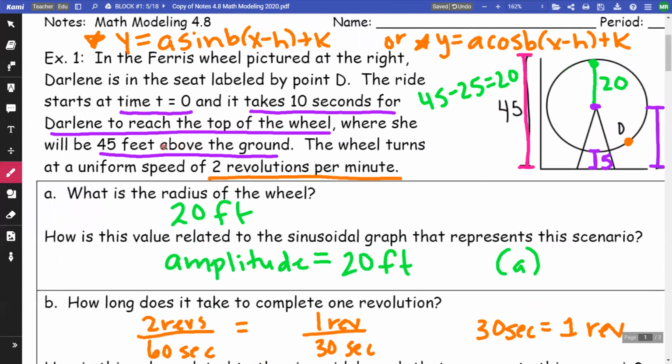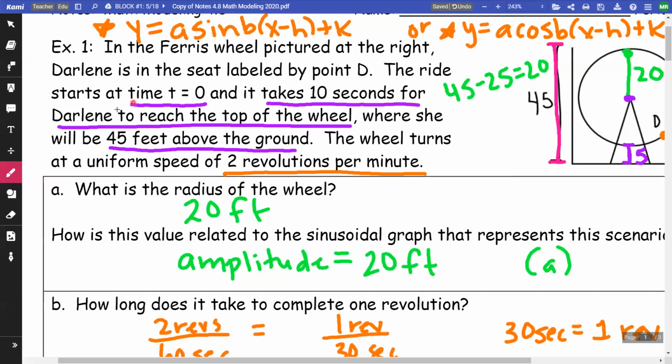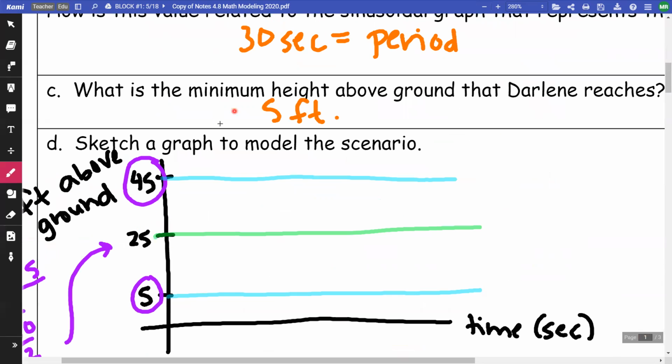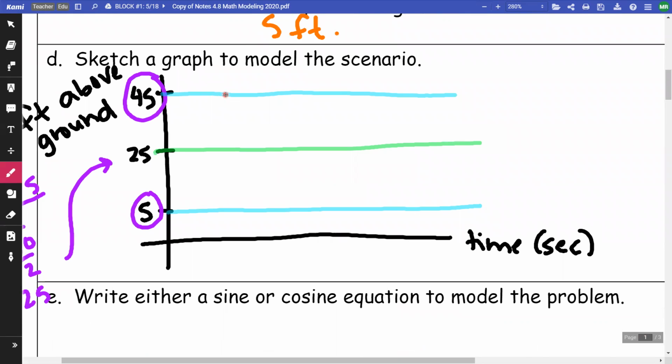One bit of information I know is that 10 seconds from when the ride started, Darlene is at the top of the wheel. So that 10 seconds is when she's at the top of the wheel. Top of the wheel is going to be here. So I'm going to put 10 seconds and she's going to be at a high. Now, at this point, I'm going to think cosine because I'm starting at a high. I'm not starting at a middle or my 0. That would be a sine. I'm starting at a high. High or low, cosine.